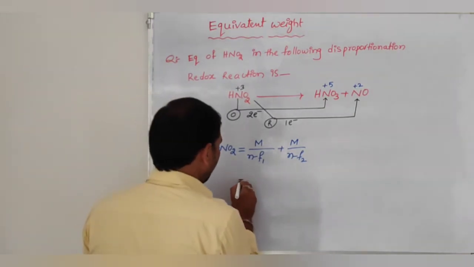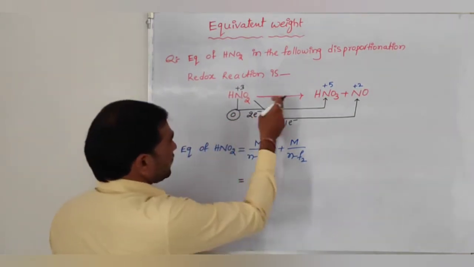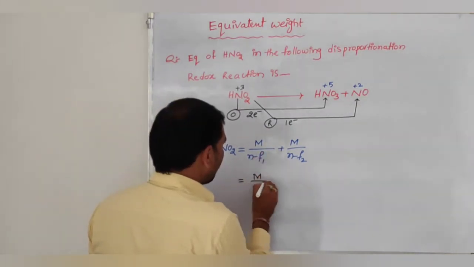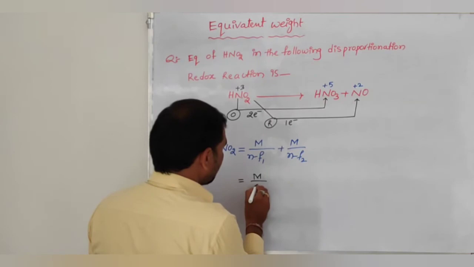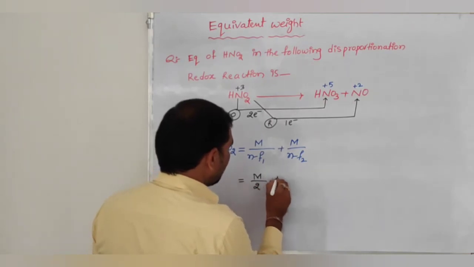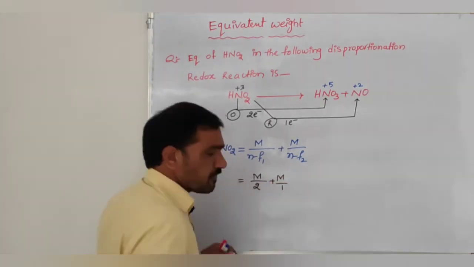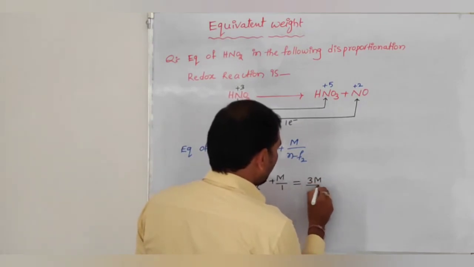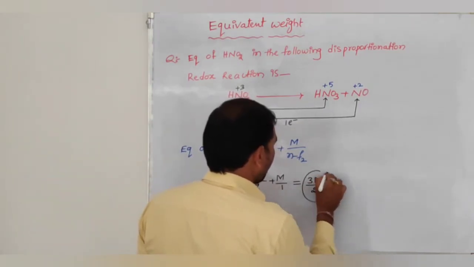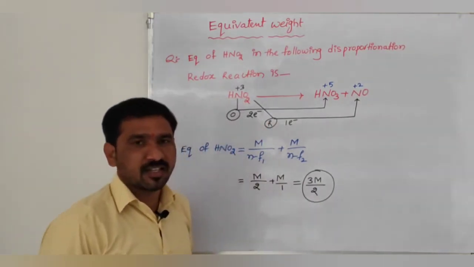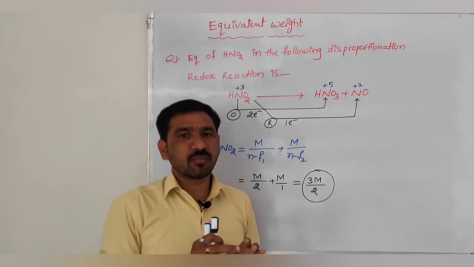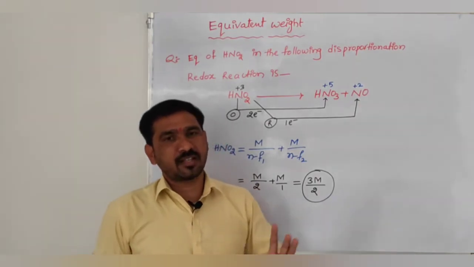Therefore, here the equivalent weight of HNO2, which undergoes a disproportionation redox reaction, is molecular mass divided by n factor: first M by 2, plus M by 1, that is equal to what, beta? 3M by 2. So this is the calculation required to calculate the equivalent weight of a substance which undergoes a disproportionation redox reaction.